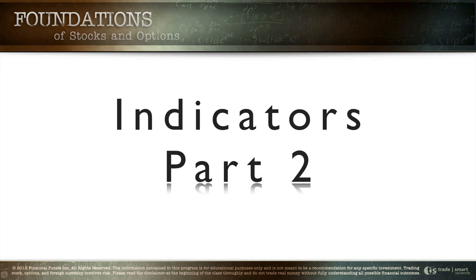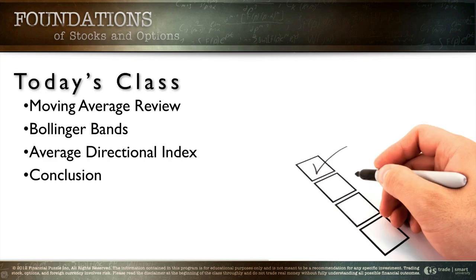Anyway, tonight in our discussion on Indicators Part 2, here's what we're going to be getting into. We're going to talk about a moving average review, which basically means we're going to review moving averages. We're going to talk about Bollinger Bands, and we're going to discuss the average directional index, and then we're going to have a little bit of a class wrap-up, seeing as this is the last class of Level 2.